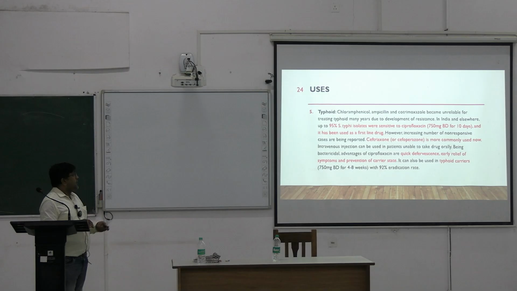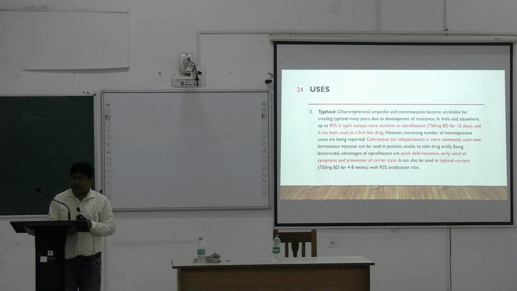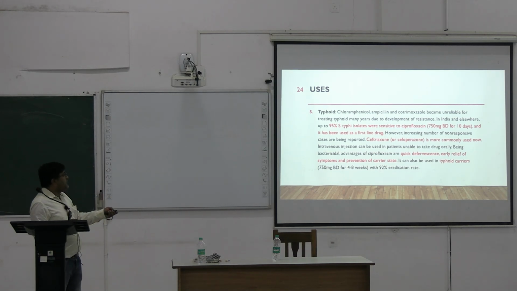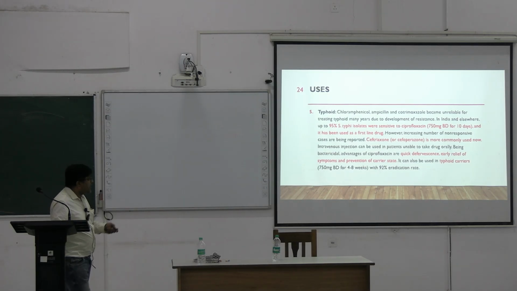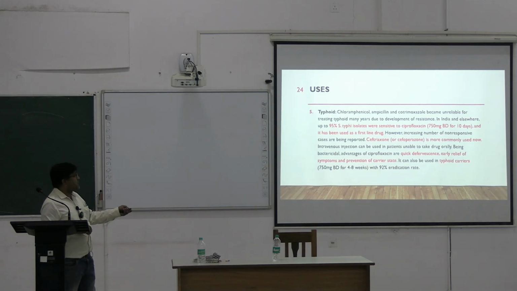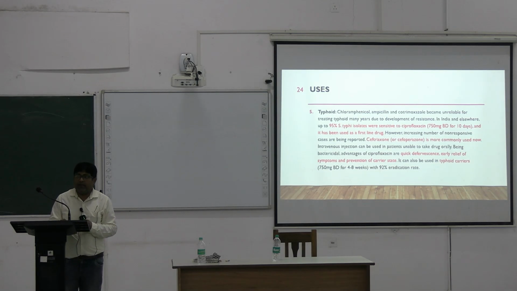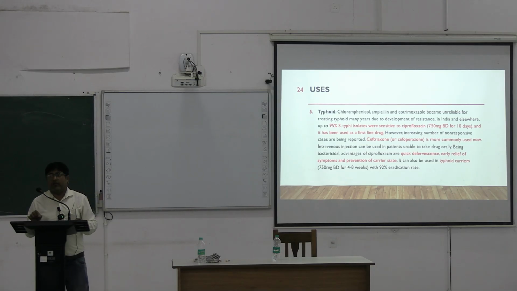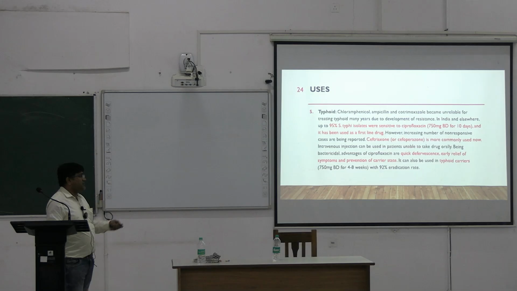Typhoid. Chloramphenicol, ampicillin, cotrimoxazole were initially the drugs of choice in typhoid fever, but gradually due to development of resistance, they have been withdrawn. In India and elsewhere, up to 95% of the Salmonella typhi isolates are sensitive to ciprofloxacin. Dose is 750 milligrams twice daily for 10 days. And it has been used as a first line drug.